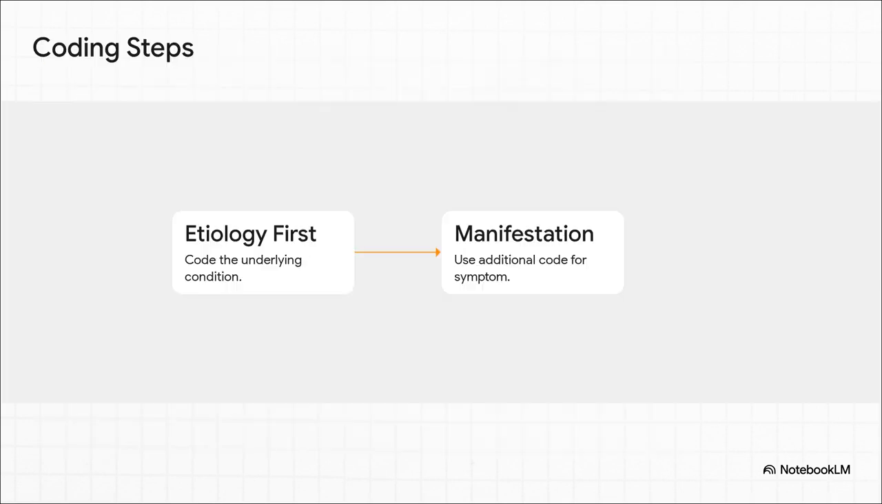The rule here is rock solid. You absolutely must code the underlying condition first and then the resulting manifestation second. You'll literally see notes in the manual shouting "code first" and "use additional code." So, say a patient has dementia caused by Parkinson's disease. You have to sequence the Parkinson's first and then the code for dementia. The manifestation code can literally never, under any circumstances, be your principal diagnosis.